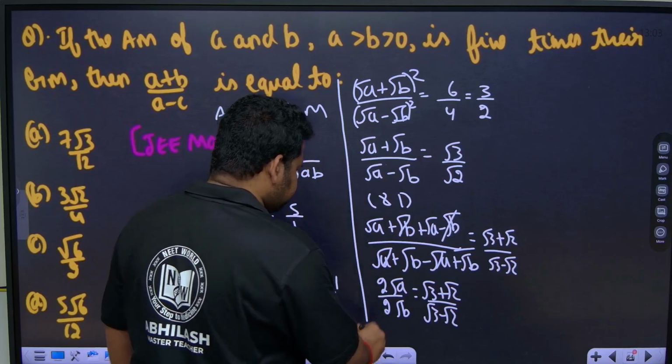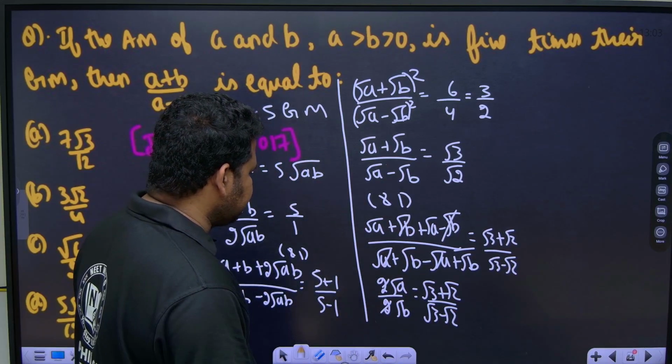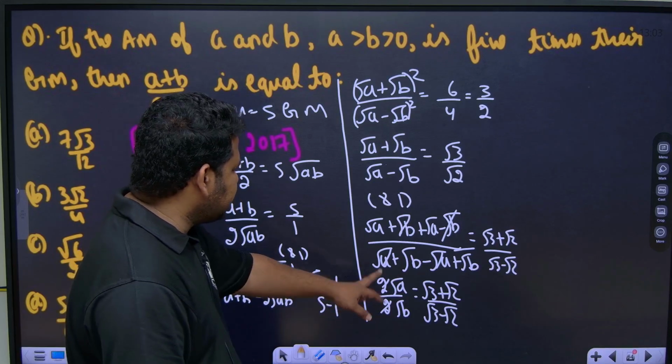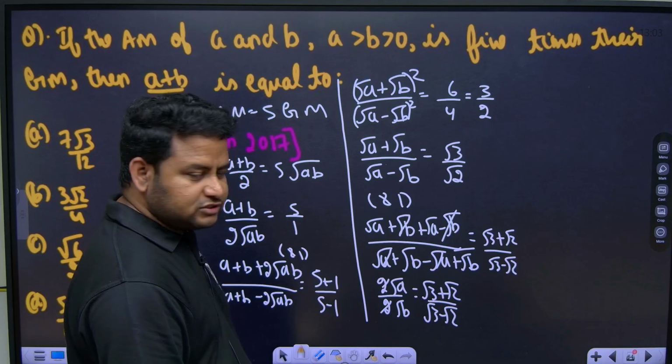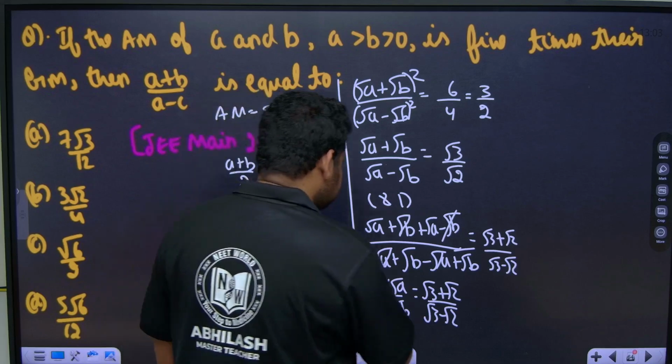Okay. Now this 2 and 2 will cancel. Now again I got it in terms of a and b. If I add this directly, again I will get the same thing. Correct? No. So what I can do? I can square on both sides. If I square on both sides, what can I get?